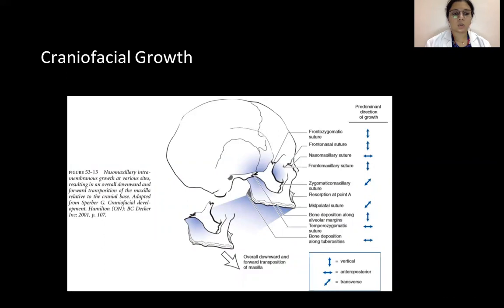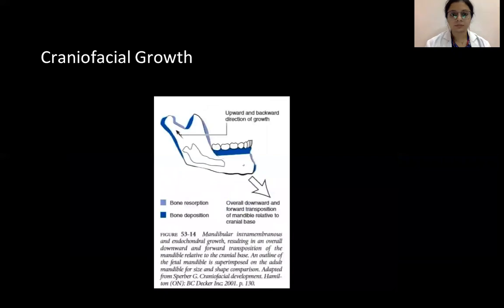This figure shows the nasomaxillary intramembranous growth at various sites, resulting in an overall downward and forward transposition of the maxilla, which is related to the cranial base. There is an upward and downward backward direction of growth, and the overall downward and forward transposition of the mandible relative to the cranial base.